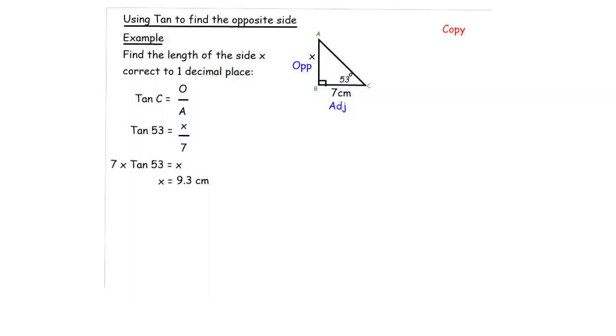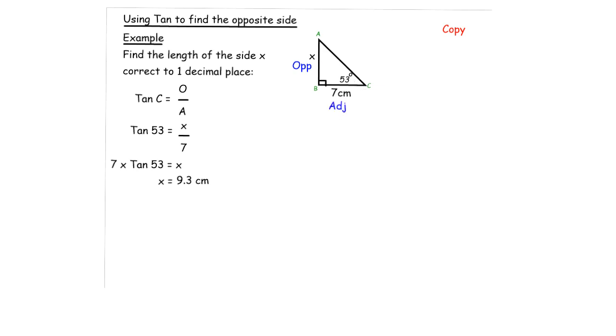Now, if you could copy this example into your jotters, so you've got an example, just put the title that's there, using tan to find the opposite side, and we need to copy out the diagram. And when you're doing the questions from the textbook, you're going to have to copy out the diagrams there as well. So just a little small right angle triangle, doesn't have to be big. And this question is, can we find the length of side x correct to one decimal place? So x is here. We've been told this angle down here is 53 and that this side is 7.